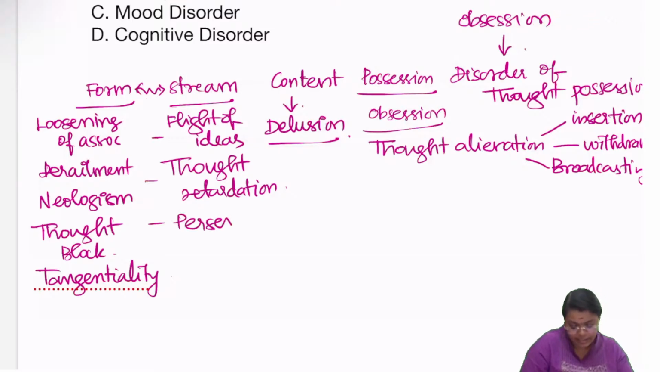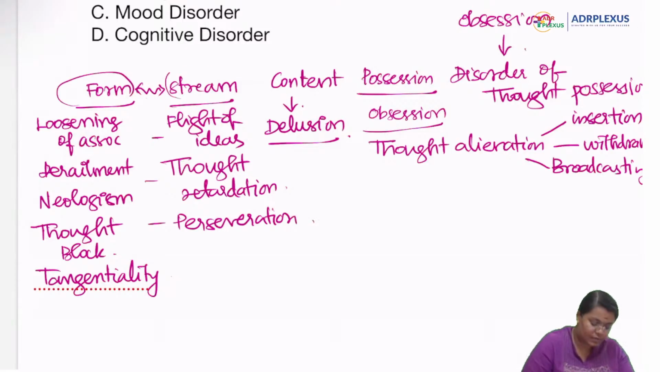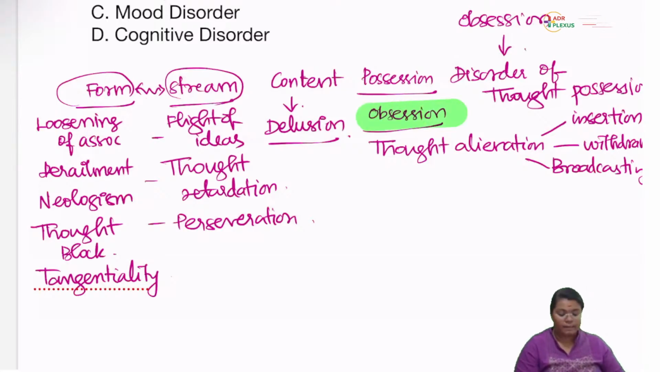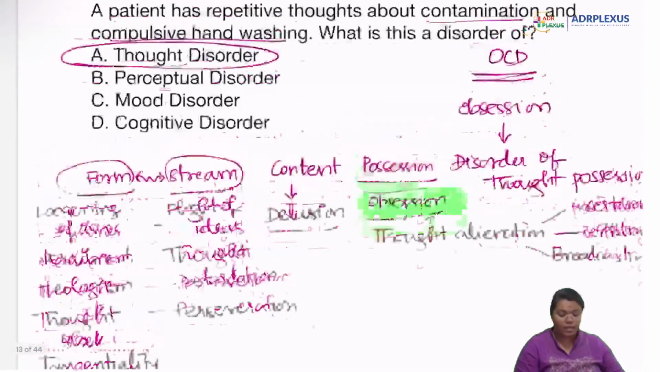Perseveration, etc. So there might be overlap in form and stream from multiple sources of textbooks, but these are the general idea, right? So here the question is about obsession. It's a disorder of thought.